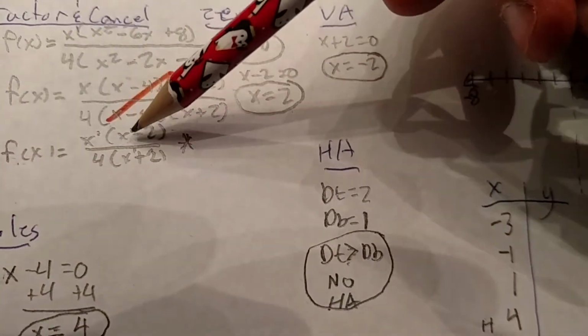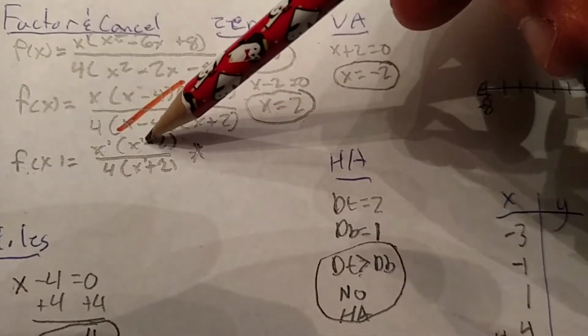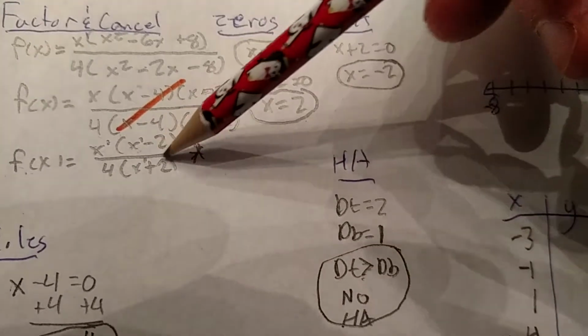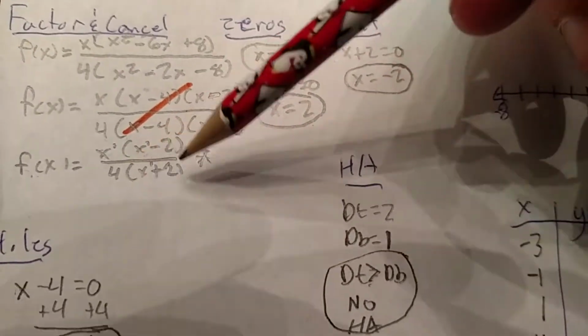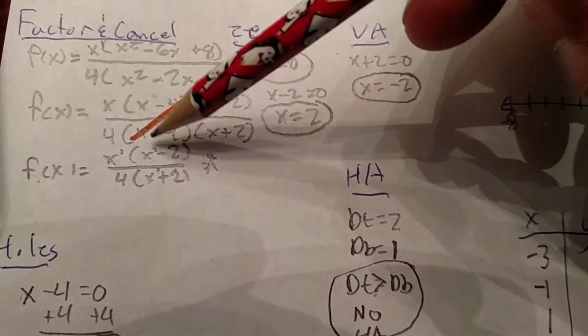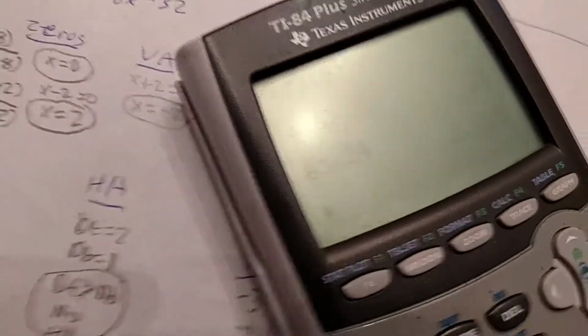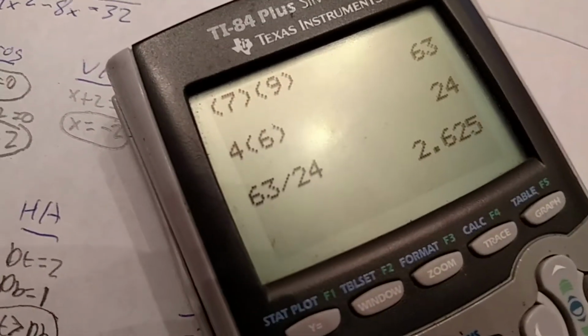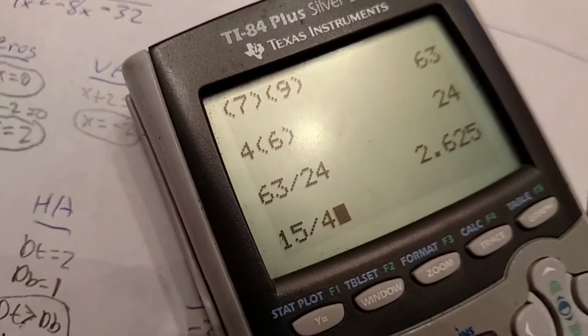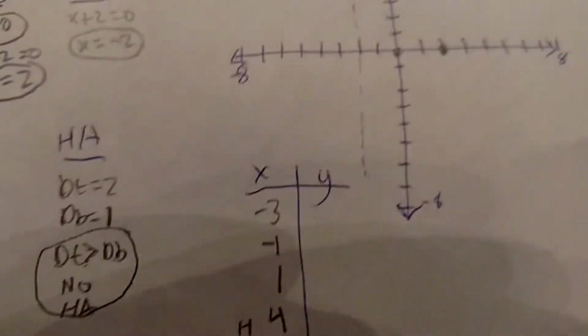So when x is -3, that's -3 minus 2 is -5 times -3 is 15. -3 plus 2 is -1, so -1 times 4 is -4. So we get -15 over -4. Double check. Yes. All right. Which is the same as 15 divided by 4 is 3.75.